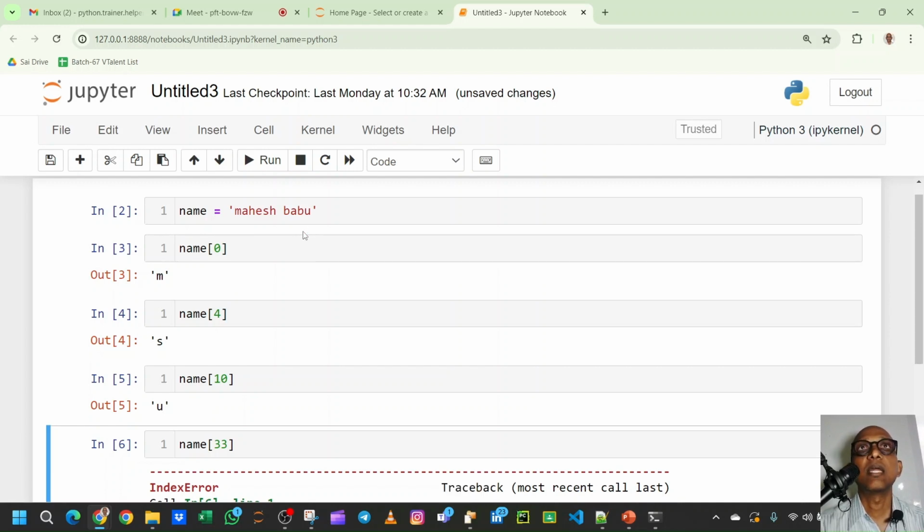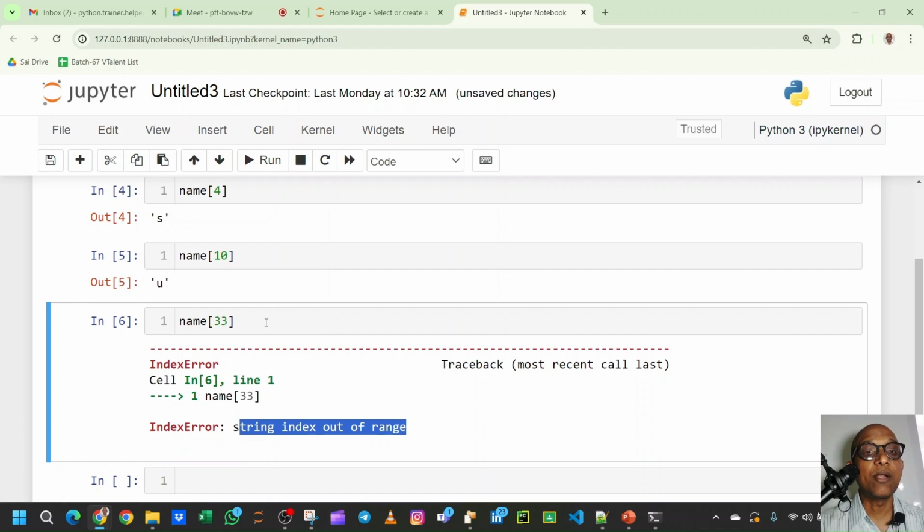Clear? Anyone have any question? So whenever you are trying to do this operation, what we call is the indexing operation. This is the indexing operation we are going to use in the entire Python. Please remember the word indexing operation.